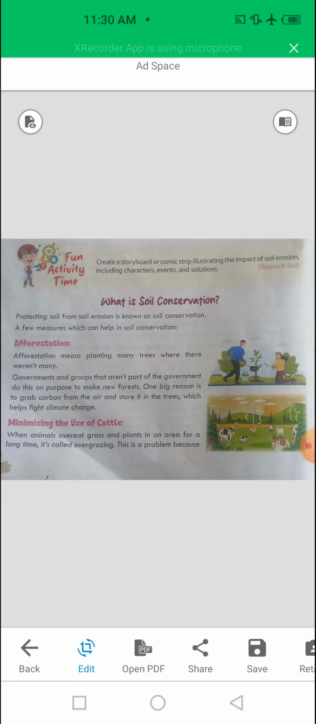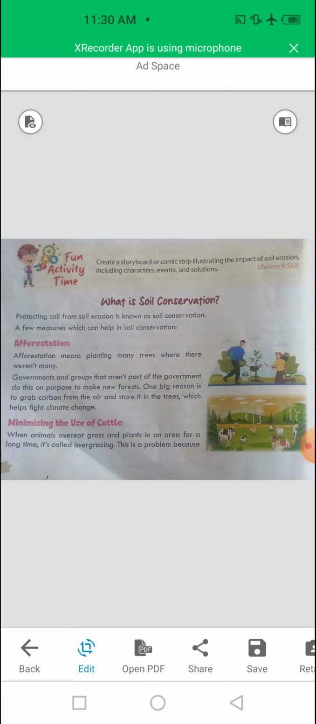Now let's move on to the next topic, that is soil conservation. Protecting soil from soil erosion is known as soil conservation. So students, the method by which soil can be protected from soil erosion is called soil conservation. A few measures which can help in soil conservation are given below. Let's discuss them. First one is afforestation.